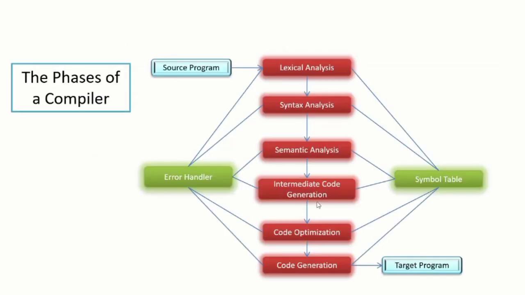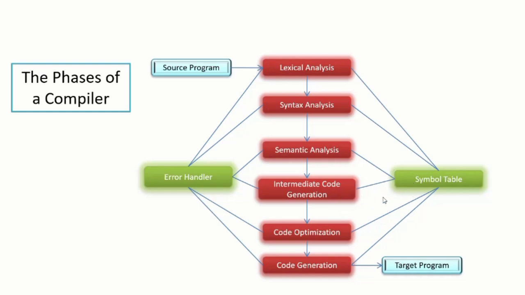Next, in the intermediate code generation phase, the parse tree representation of the source code is converted into a low-level or machine-like intermediate representation. The intermediate code should be easy to generate and easy to translate into machine language.